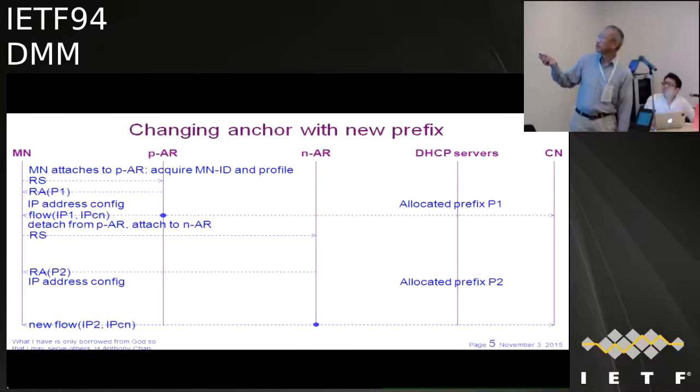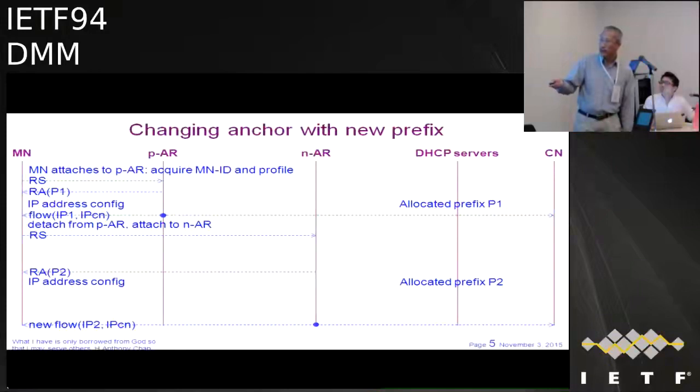So it just says HTTP servers and the corresponding node over there. Initially, the mobile node attaches to the previous H router, and then you configure IP and so on, and then you start a flow with the CN using IP1 and IPCN and other parameters at the flow, and then you attach a new network.